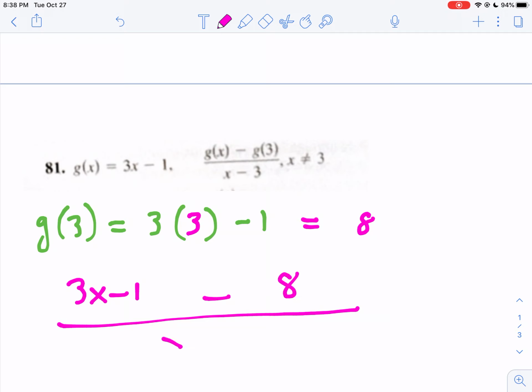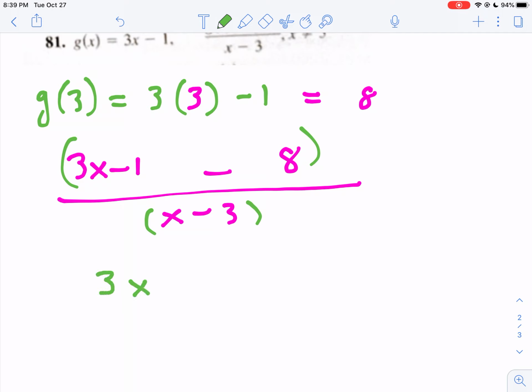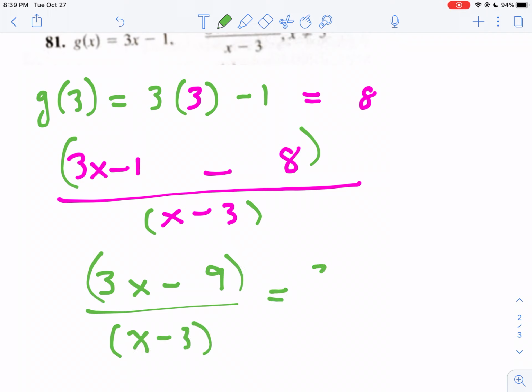Again, I always like to put these in parentheses so that you don't cancel things that you're not supposed to. Let's simplify the top. That will give you a 3x minus 9, and then you have an x minus 3 here. I see that there is a GCF of 3 on the top, so go ahead and factor that out. And if you did that, then guess what? Not everything, but that big term here is going to cancel. So your answer is just a nice 3.